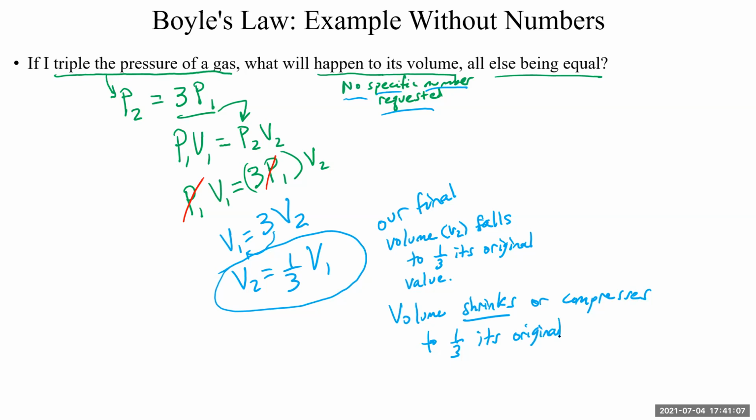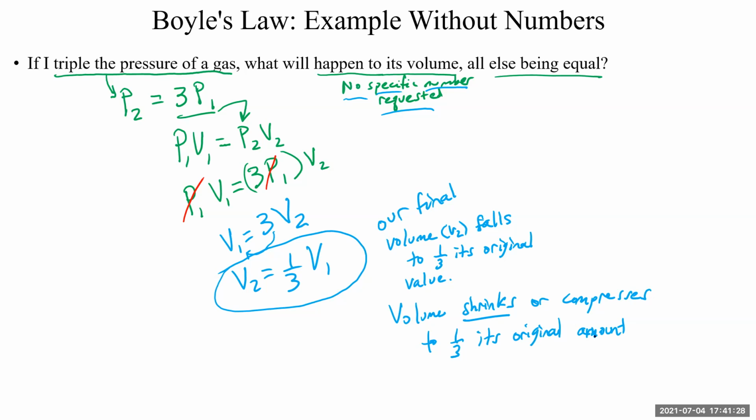All of these sentences are saying the same thing. I'm just giving you different ways to say it. Different ways of looking at it. The volume shrinks to 1/3 its original value. The gas compressed to 1/3, or it compressed by 2/3. But let's just keep this simple. Let's just say 1/3 of its original value.